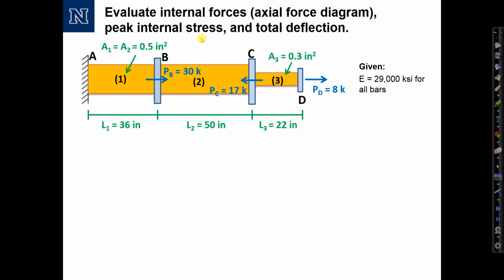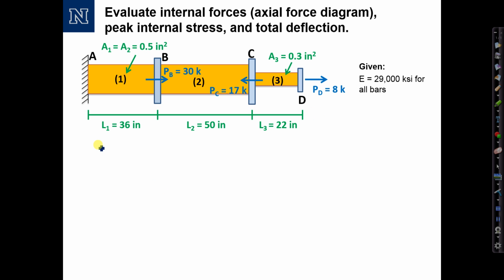The peak internal stress, and by peak I mean absolute maximum. It doesn't matter if the stress is positive or negative. We want the absolute maximum value, and the total deflection or the deflection at the end of the segments. We're given the elastic modulus is the same for all the bars, 29,000 KSI. We're given areas and lengths of each segment. So let's summarize this information.